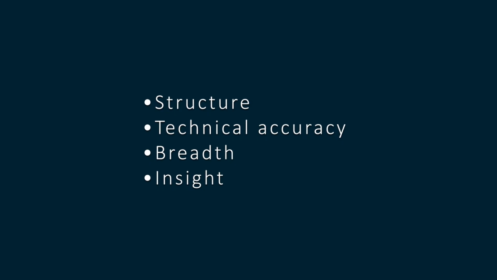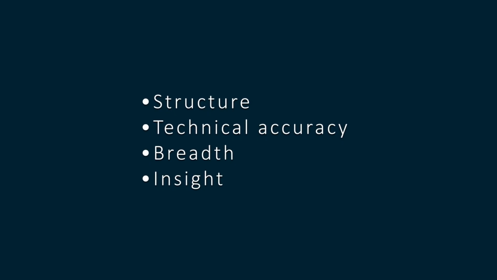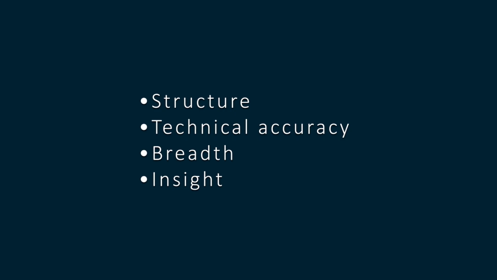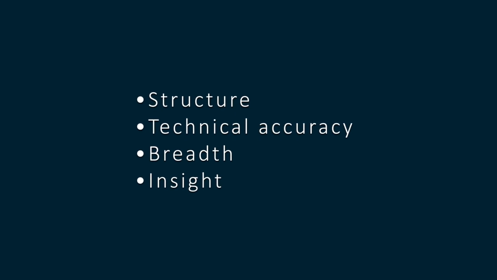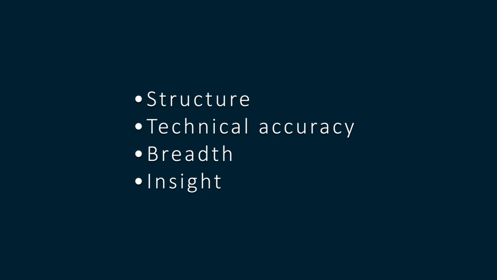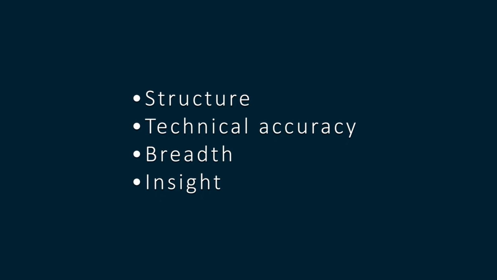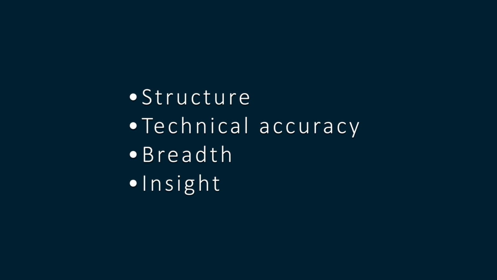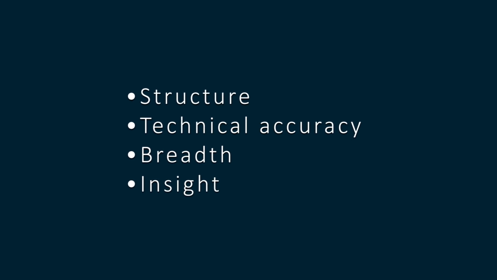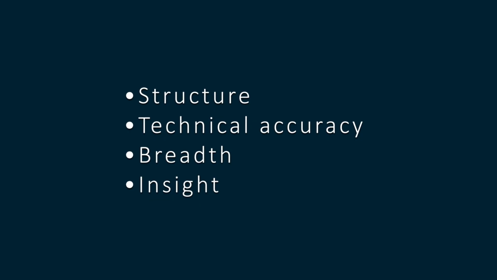Next, structure. So clear points separated by paragraphs or headings. Technical accuracy, that is using correct procurement and supply terminology. And then we have breadth, in this case, 5 different non-repetitive points. And finally, insight, which means you show relationships, consequences, risks, impacts, benefits, etc.